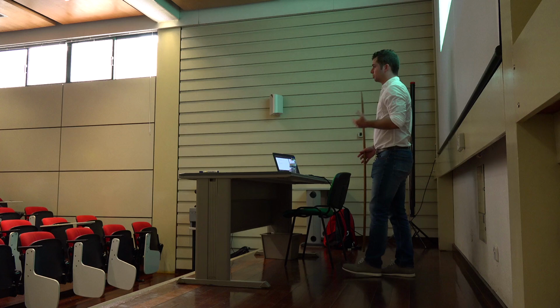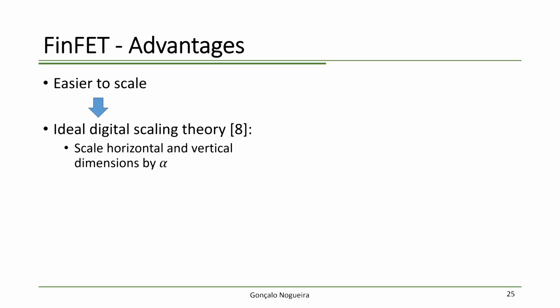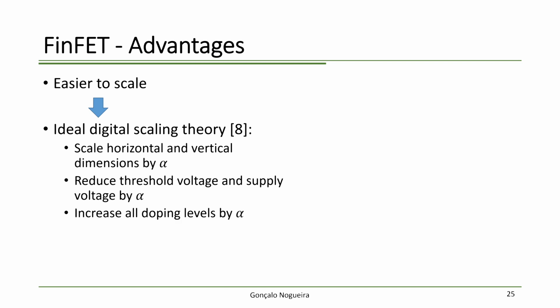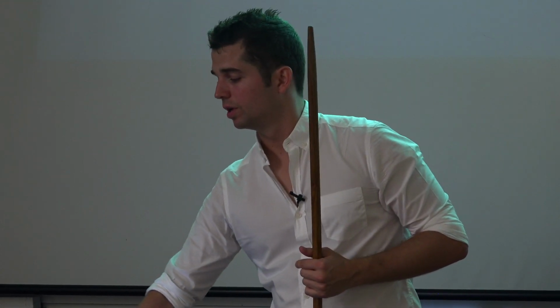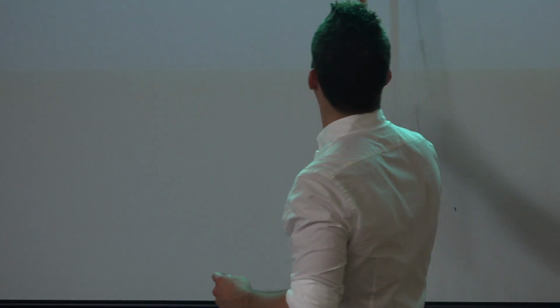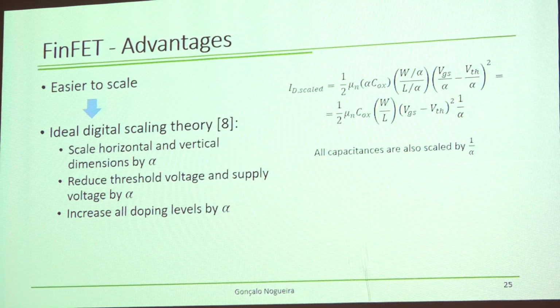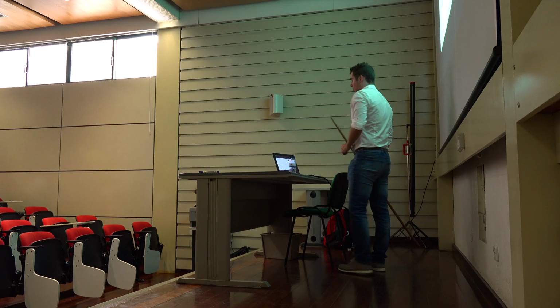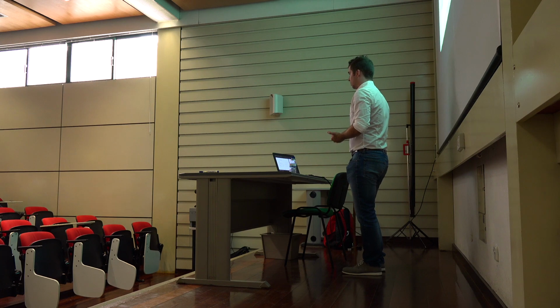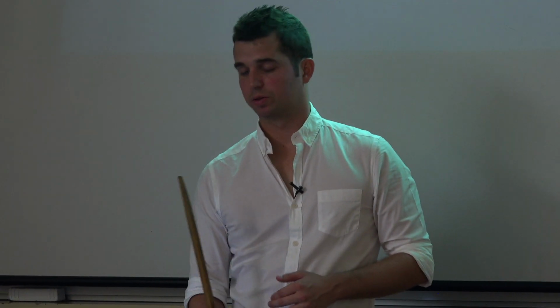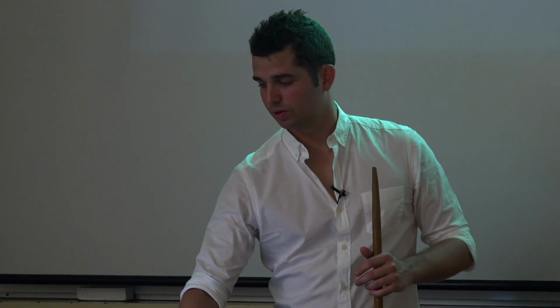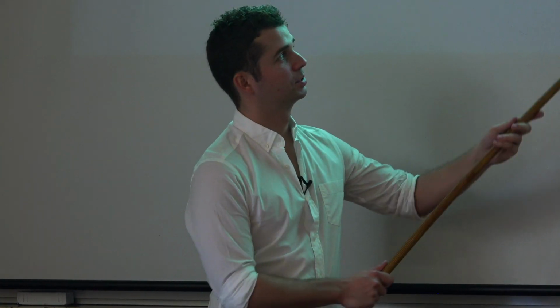So when you scale transistors, you scale horizontal and vertical dimensions by alpha. You reduce the threshold voltage and supply voltage by a factor, and you increase all doping levels by alpha. What does this cause? First of all, you reduce the current used in the circuit by a factor of alpha. The capacitances are also scaled by alpha. When you calculate the delay on an inverter, you also get a factor of alpha, and also the power scales.